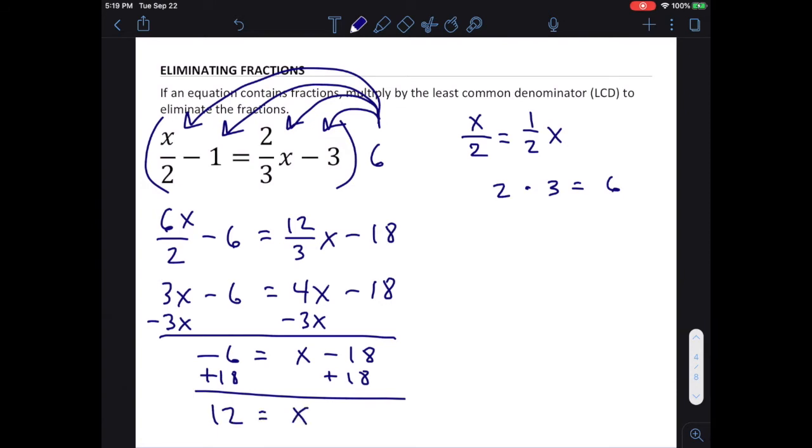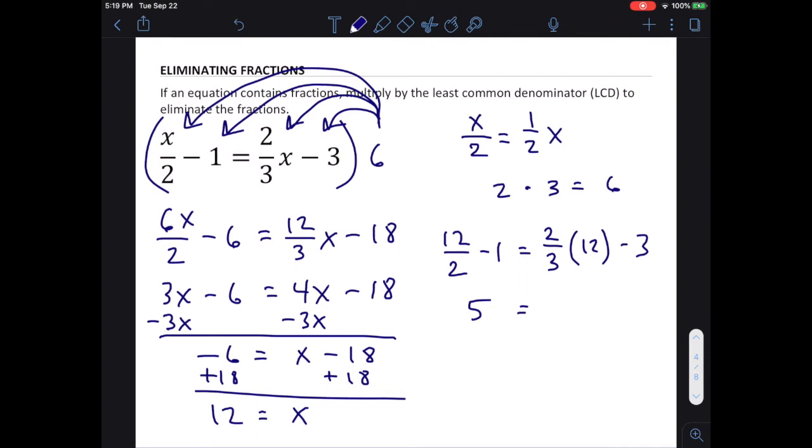And just like before, I can check my work. So this is going to be kind of another semi-painful one because we've got fractions we're dealing with. But I'm going to plug in my 12. So I have 12 over 2 minus 1 is equal to 2/3 times 12 minus 3. Okay, so this is where we can kind of be a little bit creative. So 12 over 2 is 6, right? And 6 minus 1 is 5. So I'm just going to write that as a 5.